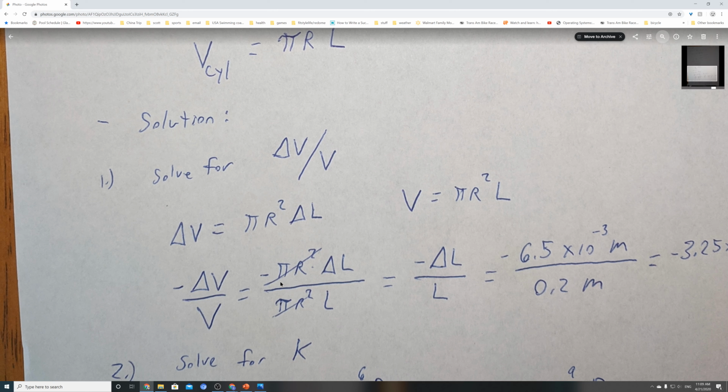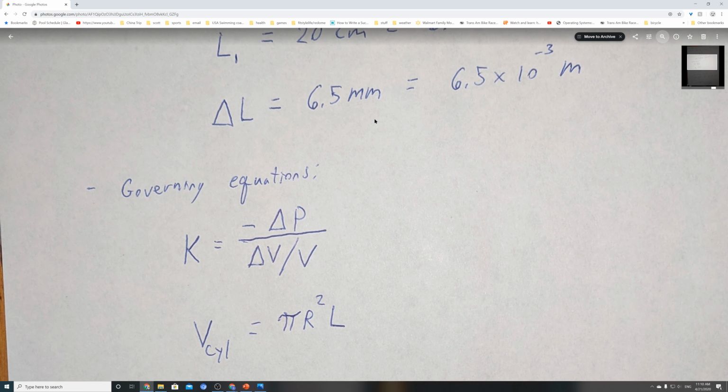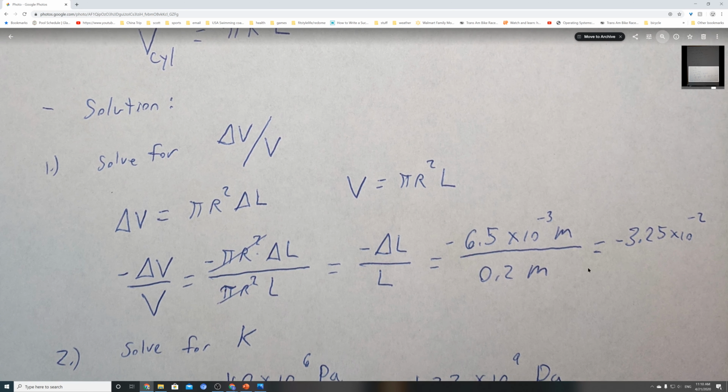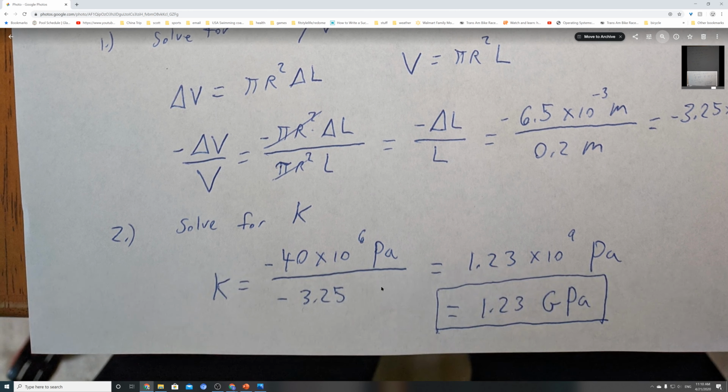What you notice from that is that pi r squared cancels out in the numerator and the denominator. So you have minus delta L over L, and you just put the negative 6.5 here. Either way, whether you wrote delta L or negative delta L, you could have made it negative 6.5 millimeters. I chose to put it down here when I did the calculation. So the number comes out to be minus 3.25 times 10 to the minus 2, which is just a ratio. Then you go and solve.